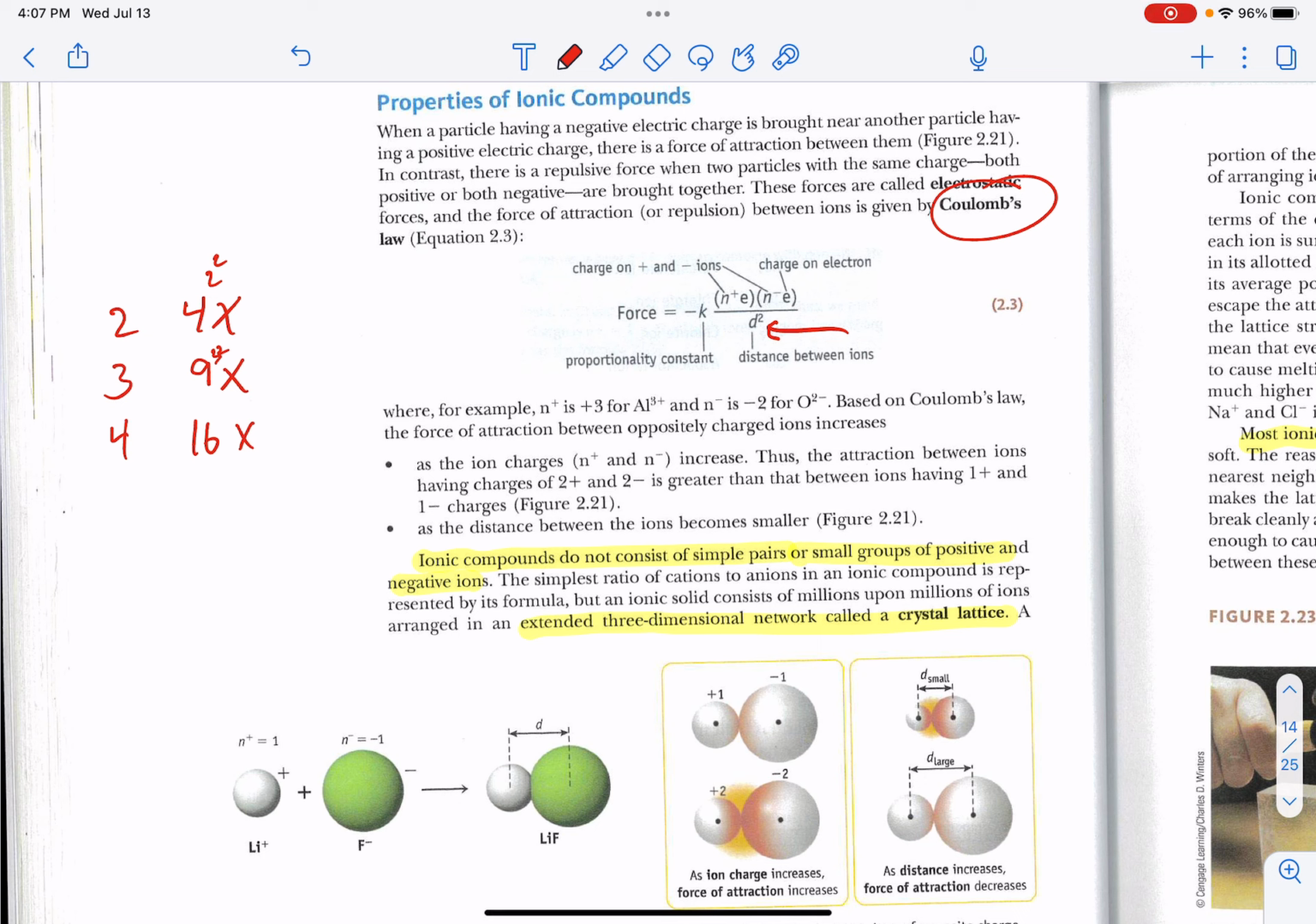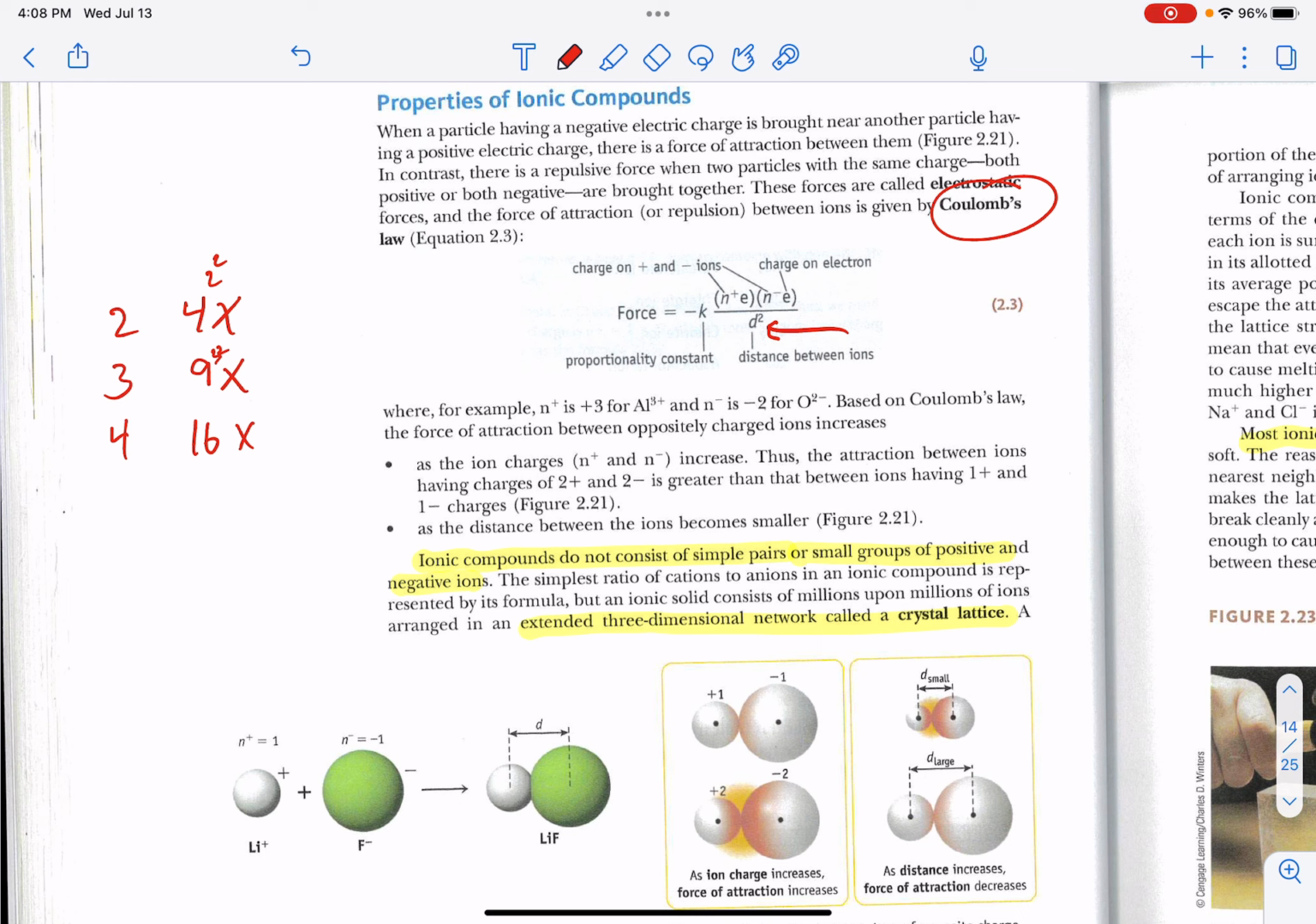Very much like gravity, by the way, which is another inverse square law. Two objects are moved twice as far apart. The force of gravity between them will be 4 times less. 3 times farther apart, 9 times less, and so forth.